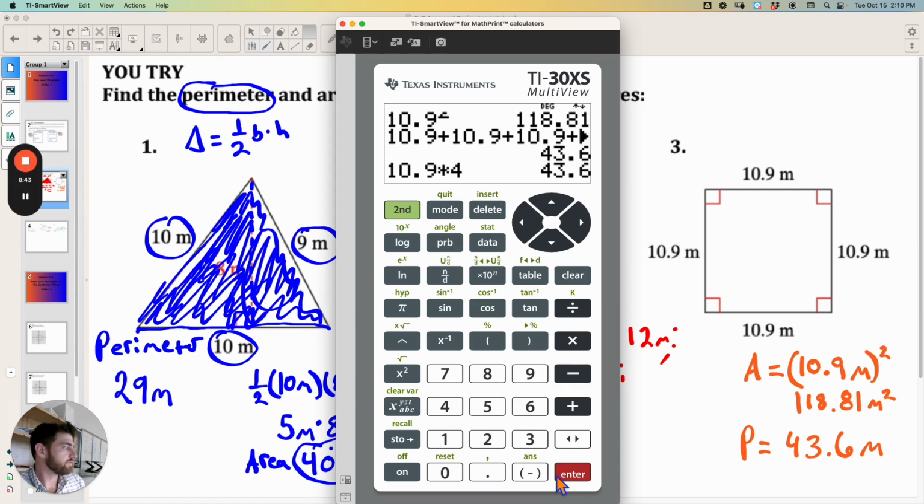Okay, so that's how you find area and perimeter. So take a second and try those 3 U-tries, and then I will see you in the next video.